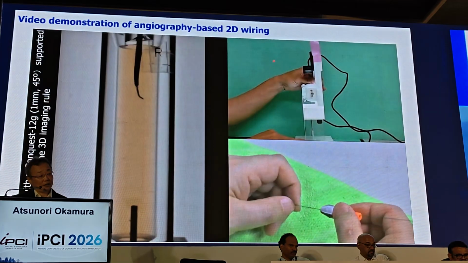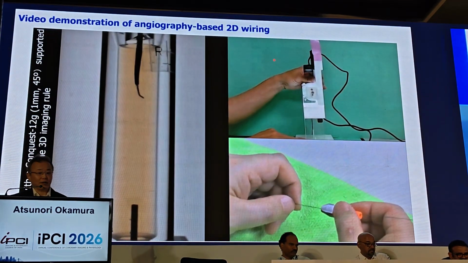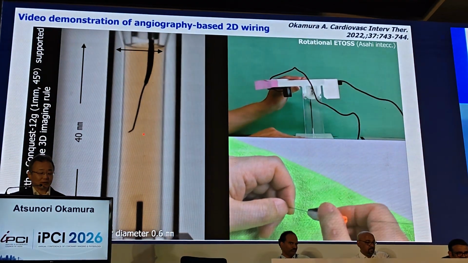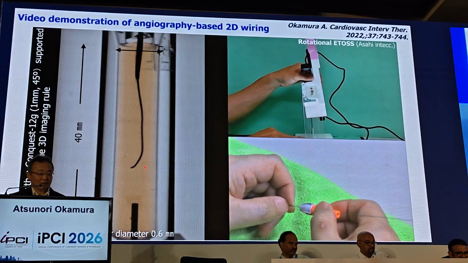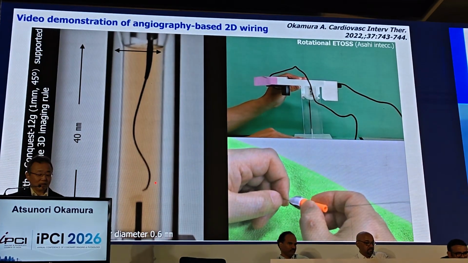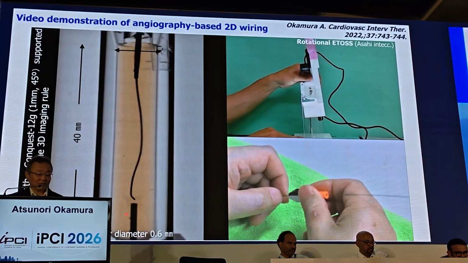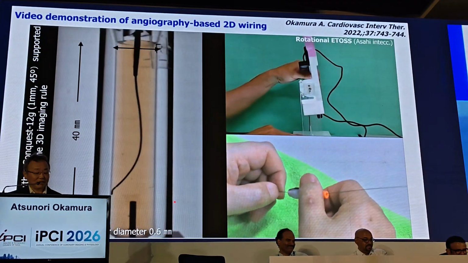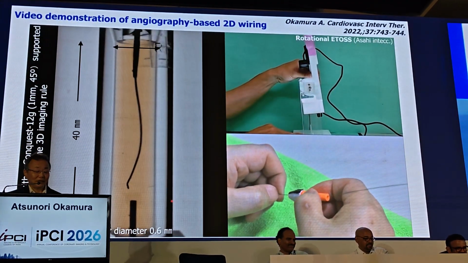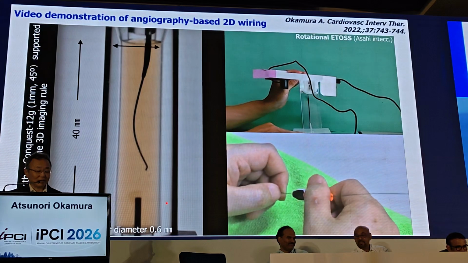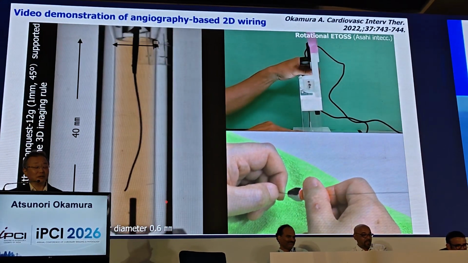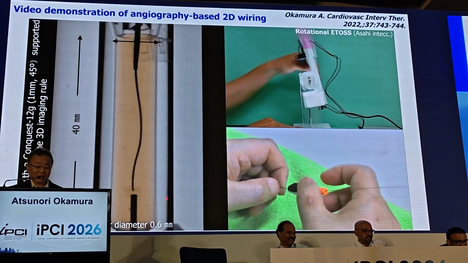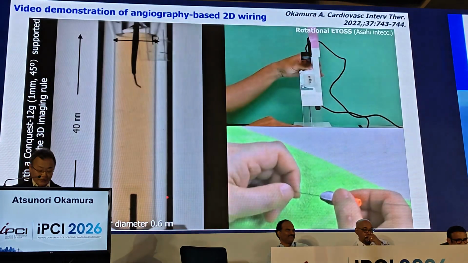This is the Asahi Ethos model to train CTO wiring, including 3D wiring. This is 2D wiring. The guide wire tip is directed at the target. This one is the target. In one view, maybe okay, but in the other view, no good. One view okay, but the other view no good. There is a 50-50 chance. Sometimes it's okay, sometimes it's not good. But finally, you can get the target. This is the usual practice wiring in CTO intervention. But finally, yeah, you can get the target. This one is trial and error.